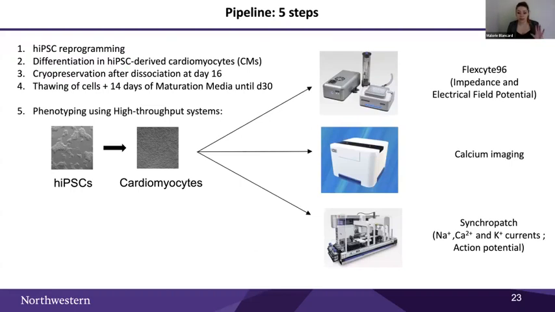You've seen there are a lot of lines, so we need high throughput systems. Those three are the ones that I'm using during my project. The first one, the Flexcyte, is the one that Sarah was talking about, and I'm going to spend more time on it because it's available in the core. Then I also do calcium imaging to see the calcium transients of the cardiomyocytes. And the last one is the automated patch clamp, the SyncroPatch, where we can measure sodium, calcium, potassium currents, and also action potentials, which is pretty cool.